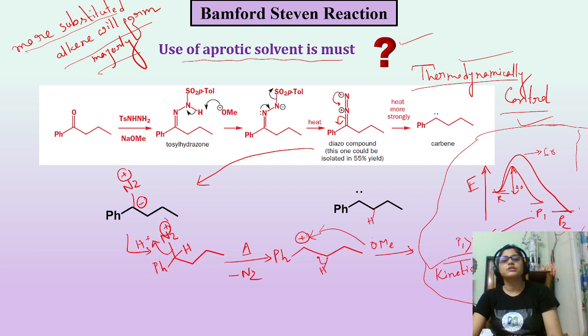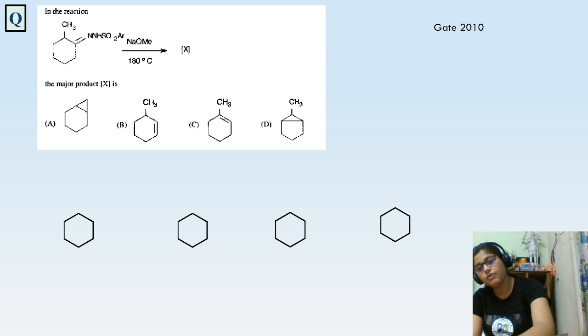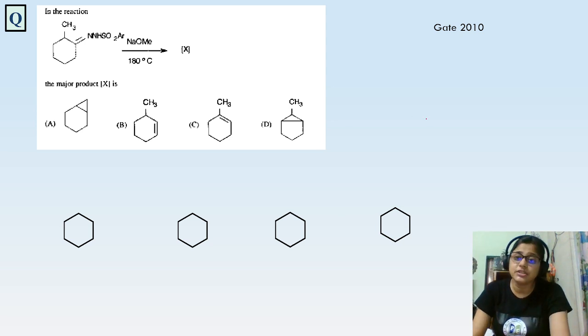In the case of the Bamford-Stevens reaction, what will happen? Hydrogen is there and basic medium is there. So it will form carbene and N2 will be removed, and the more substituted alkene will form after H insertion reaction. Okay. So now again a previous year question. This is from GATE.